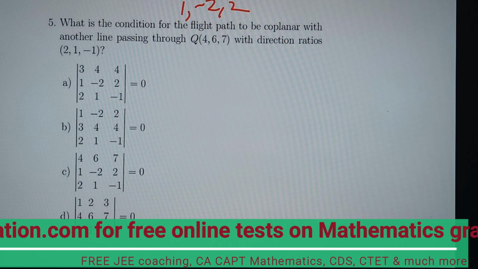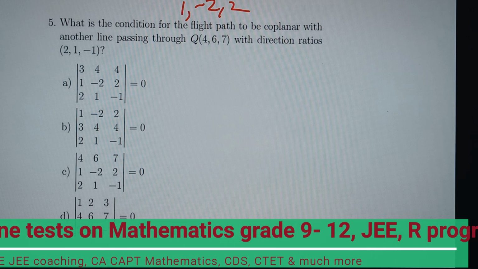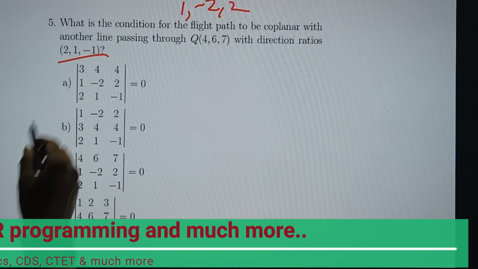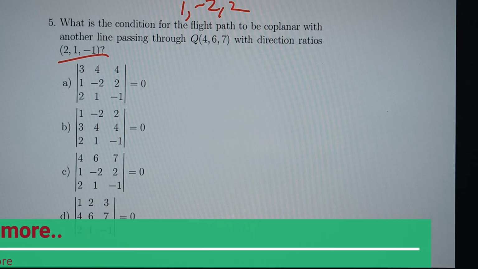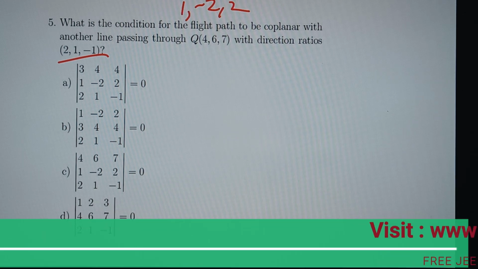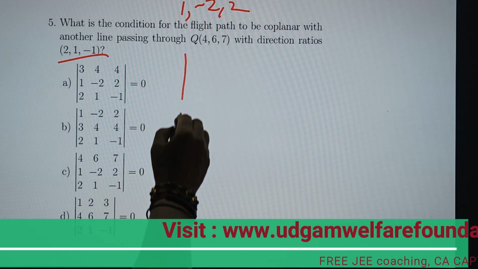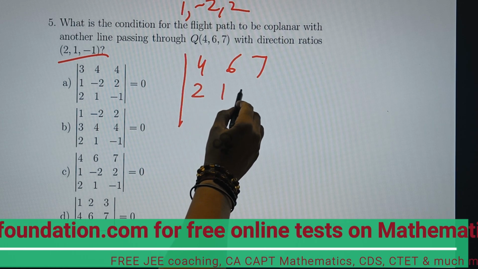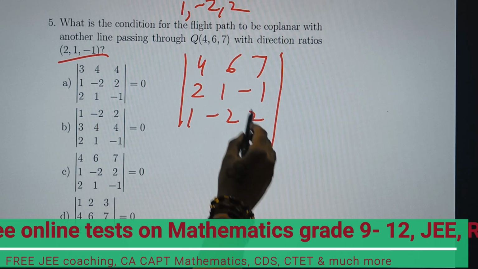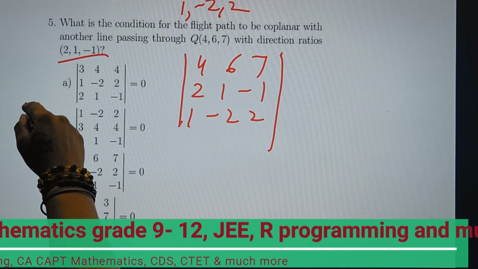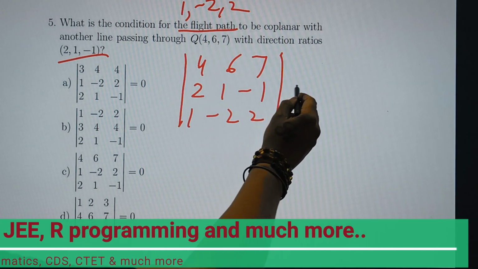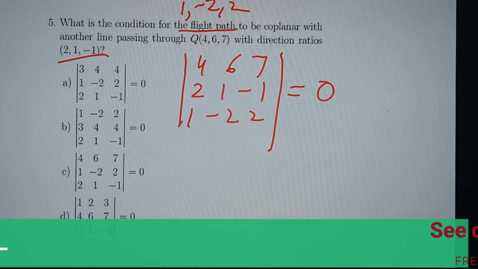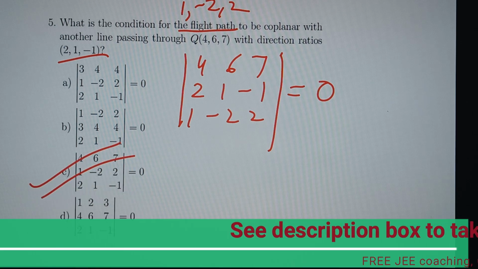So students, this is our next question, which is question number 5. What is the condition for the flight path to be coplanar with another line passing through these 2 points? So as we know, the condition for coplanarity for 3 direction ratios can be found out by making a determinant of 3 by 3, obviously 3 4 4, 2 1 minus 1, 1 minus 2 and 2, where 1, minus 2 and 2 we have taken from our previous question, which is the flight path here, which is equal to 0. Now we can simply compare our answer with the given options. Hence we can say that option number C is the correct answer here.